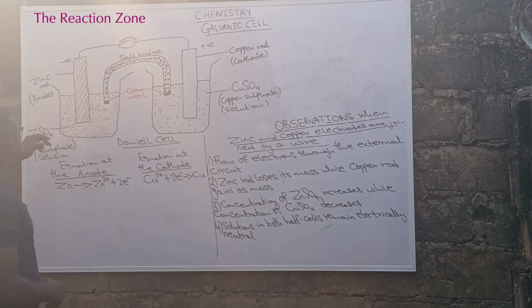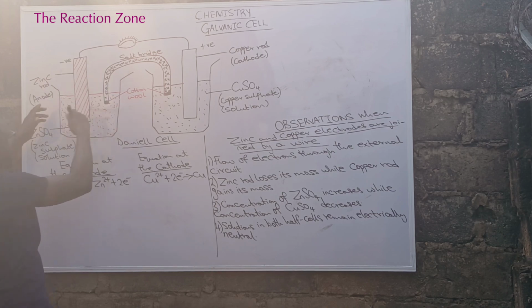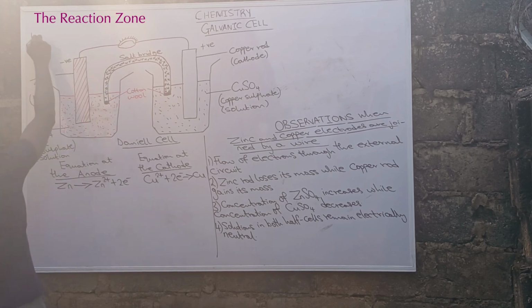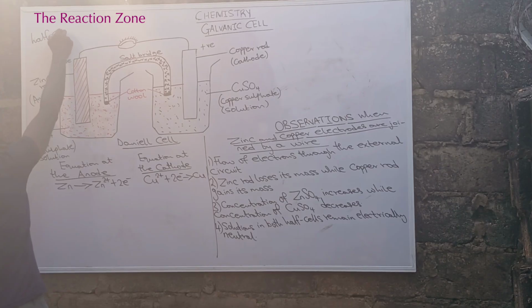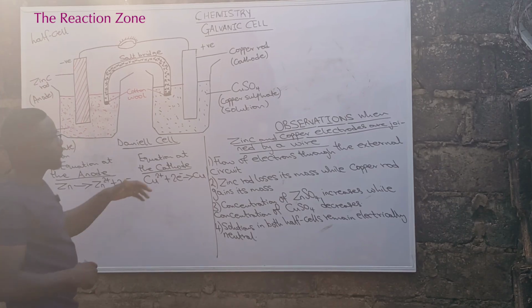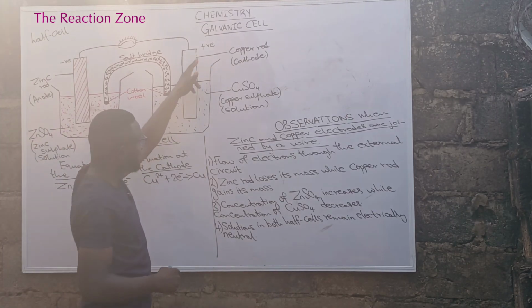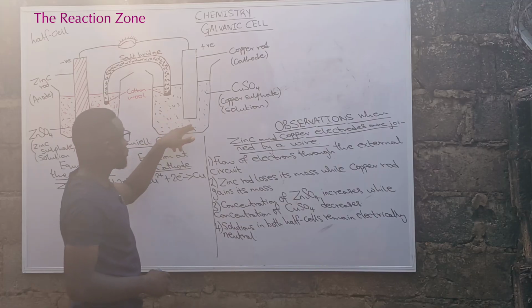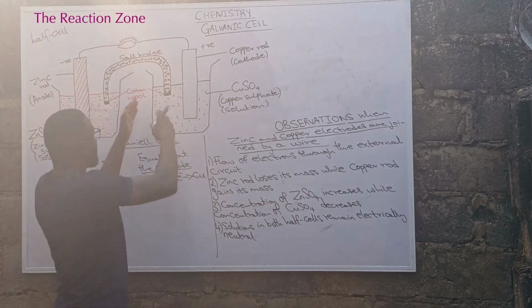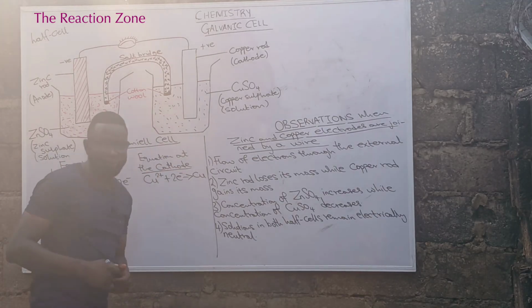Now, the zinc rod dipped into a solution of zinc sulfate makes up a half cell. And also, the copper rod dipped into a solution of copper sulfate makes up another half cell.